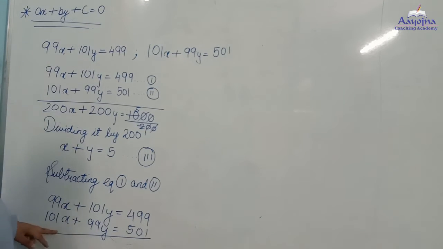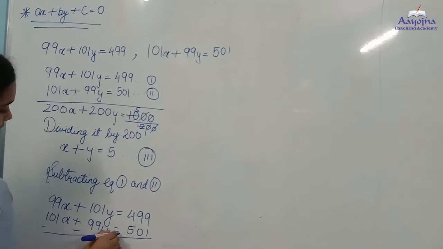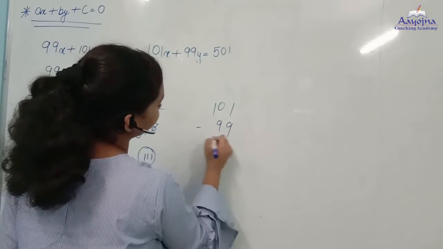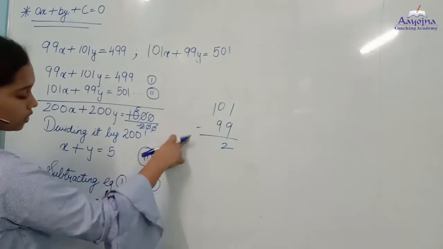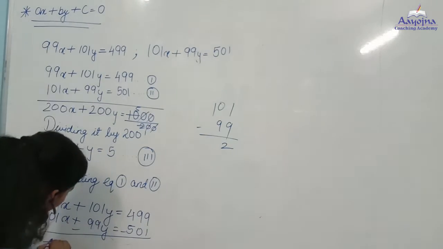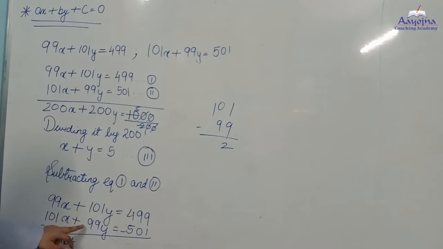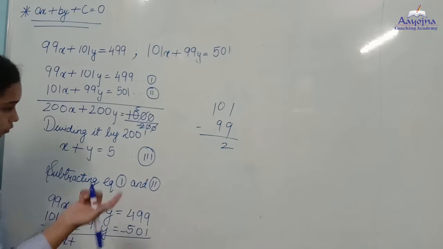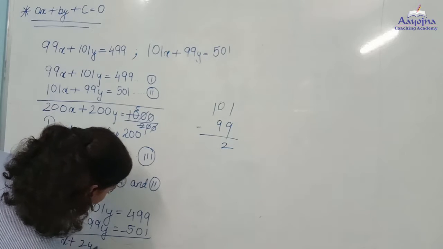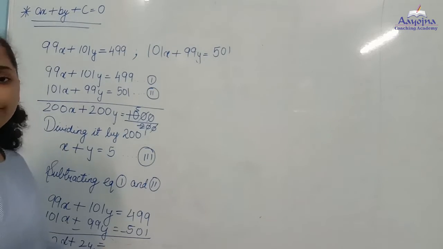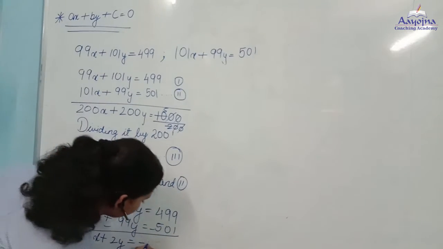While subtracting, we change the signs of every term. So here we will make it minus, minus and minus. We simply subtract 99 from 101, which becomes 2. But here it is opposite, so we will add a negative sign. So it becomes minus 2x, and then 101 minus 99 for y again will be 2, but here we don't need to change any sign, so we'll just write 2y. If we subtract 501 from 499, we get minus 2, so we will write minus 2.